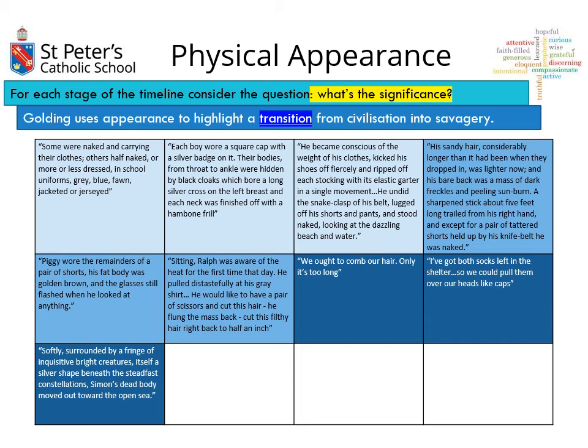With physical appearance, of course, it's part of the boys, very much so. It's their hair, it's their clothing, it's whatever they put on their faces, it's whatever they hold in their hands as weapons. And so to look at each stage, it's important to ask yourselves what changes and why, okay, and how does that mark a transition into savagery.